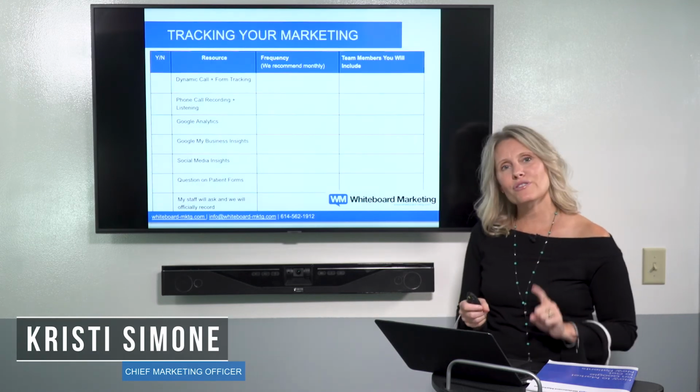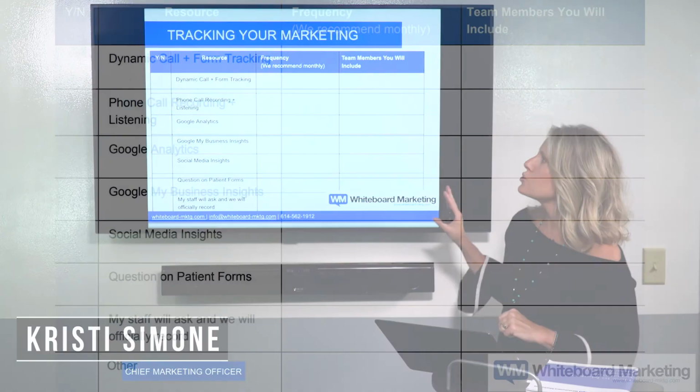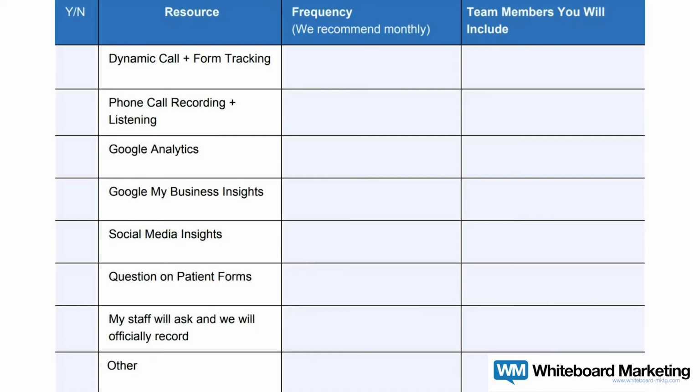The last part of the marketing strategy development is tracking your marketing. If you're investing the money in bringing new patients to the door, make sure you know what your investment is going towards. These are some different opportunities that you can have to consider tracking your marketing. So again, go through these and decide which ones you're going to use and how frequently you're going to be looking at it. Some of them are dynamic call tracking. That's where we lay a phone number over top of your existing phone number so that every phone call that comes in can be tracked.